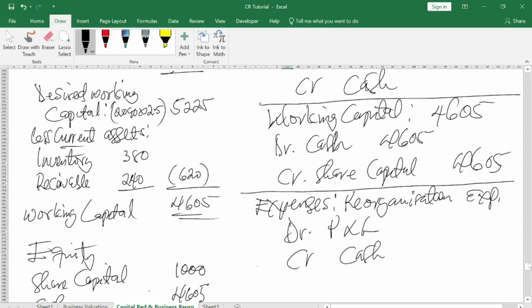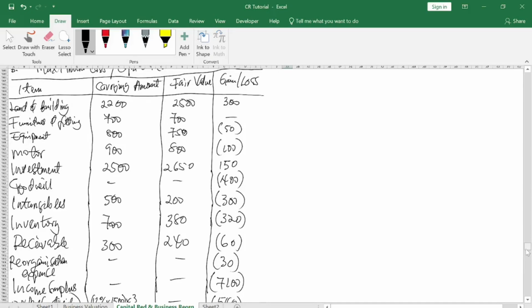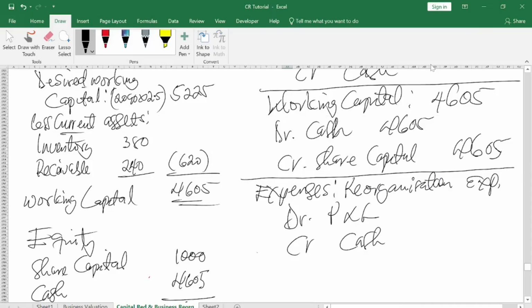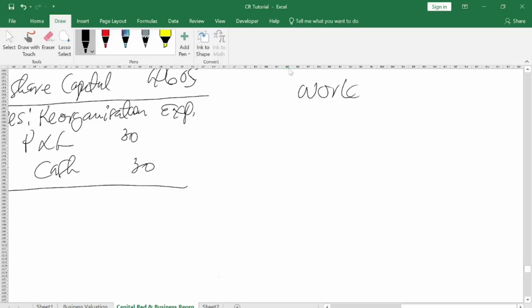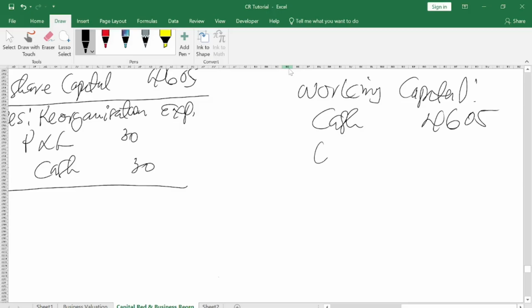Now, when we look at this question, how much are we paying for reorganization expenses? 30. All right, as I'm saying, we spent 30 million on reorganization. So you debit P&L, then you credit your cash in order to balance your account. So here, after we had our working capital, which is just cash, which is 405, less reorganization expenses, which is 30. So when you less it, how much is it?